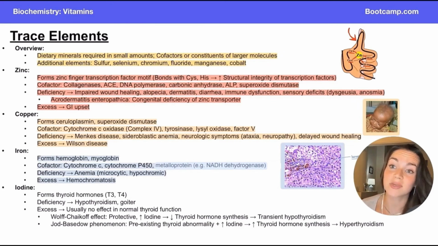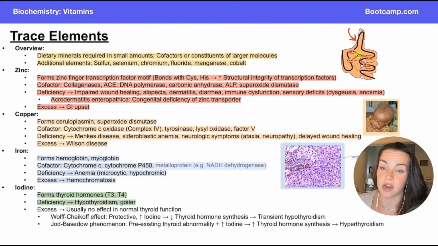All right, the last trace element to know is iodine. Iodine you guys are familiar with from the endocrine chapter. This forms thyroid hormones like T3 and T4. Because of that role, a deficiency of iodine is going to lead to hypothyroidism, potentially a goiter as the thyroid gland expands to try and make more thyroid hormone, but it can't because it's missing that fundamental iodine.